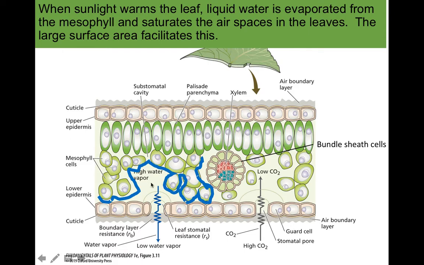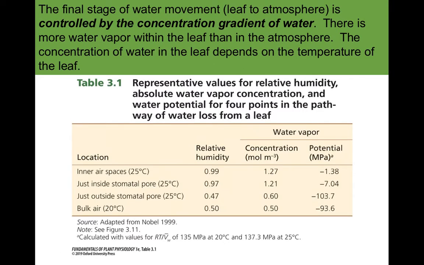Okay, so what we have here is really super moist, high-concentration air in these air spaces. This is important to note. The final stage of water movement, from the leaf to the atmosphere, is controlled by the concentration gradient of water. There's more water vapor within the leaf in those air spaces than in the atmosphere. And the concentration of water in the leaf depends, remember, on the temperature of the leaf. So water at this point is going to move by diffusion down a concentration gradient. Here we're showing the relative humidity. You can see it's about 99% in the air spaces of the leaf, and at this temperature, we can calculate what that concentration is.